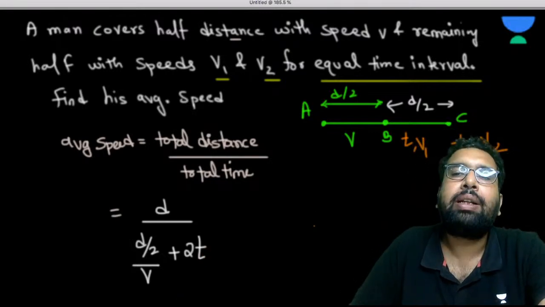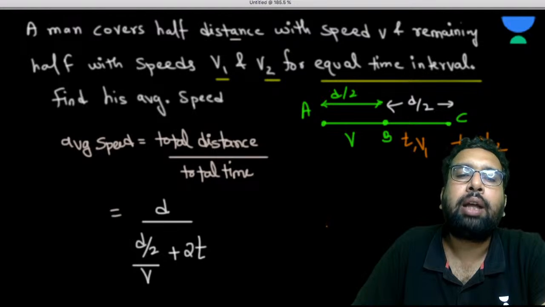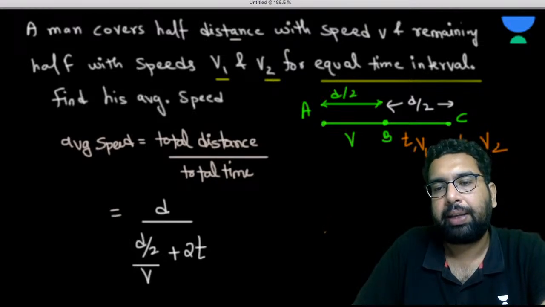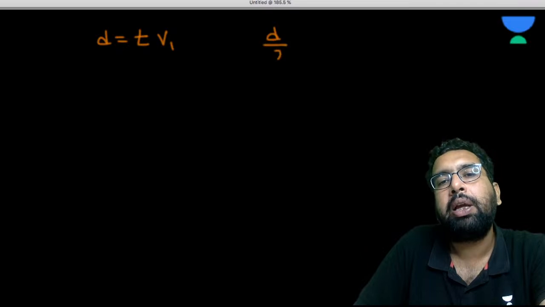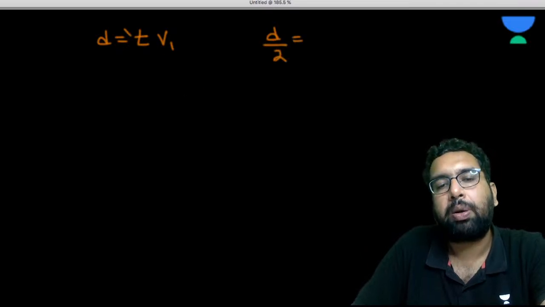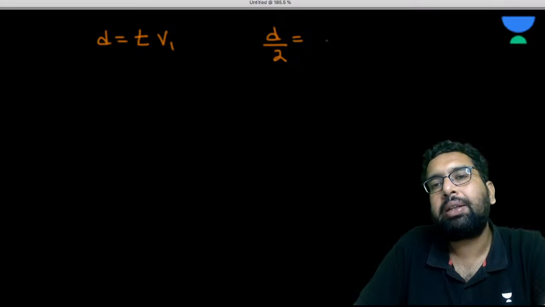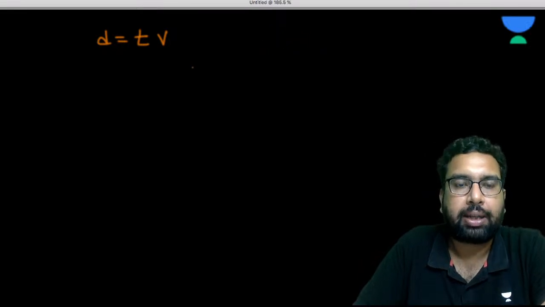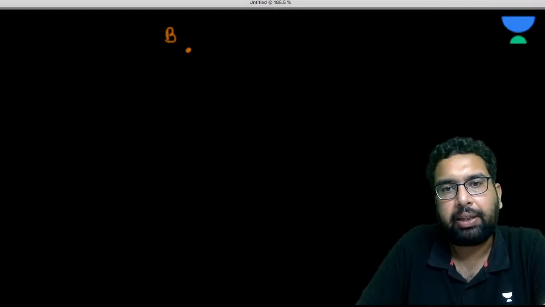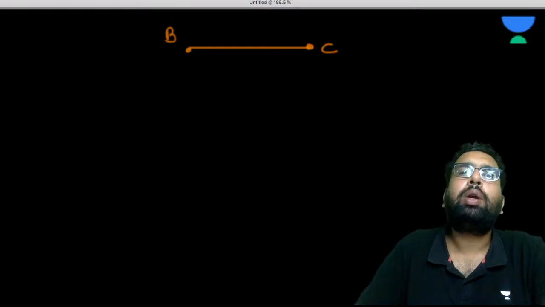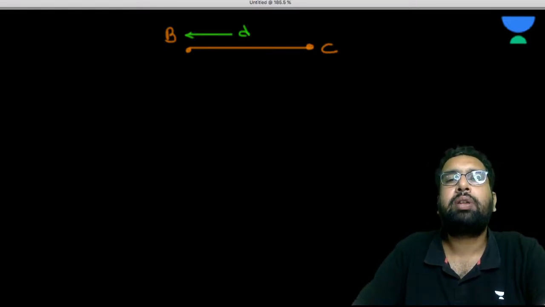Now, if I am able to find this t in terms of v1 and v2 and d, we'll be able to solve this question, isn't it? Please understand this. Distance is time into speed. The total distance between B and C is d by 2, and this distance is going to be equal to t times v1 plus t times v2. Please try to understand the concept. Let's talk in this BC section of d by 2.